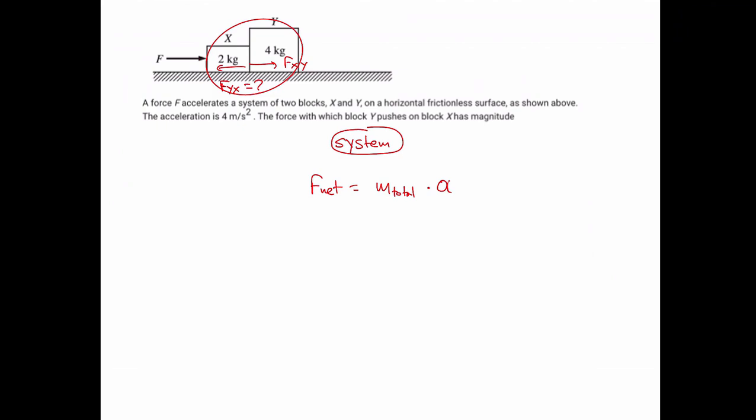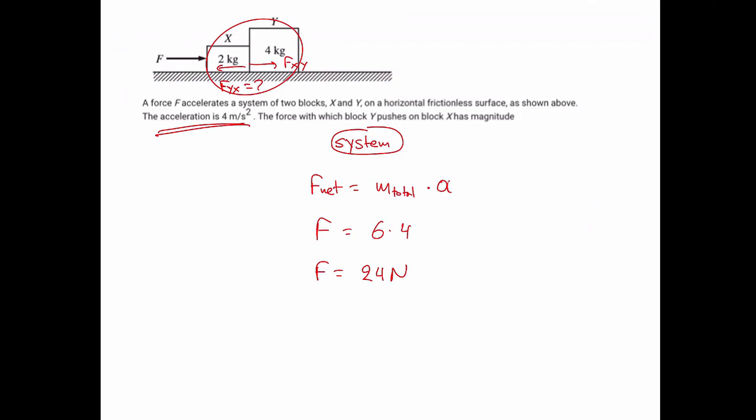Now, the F net is the sum of external forces. The only external force in this case is the force F. Actually, we don't need to do that because we know the acceleration, but if we had to find the value of this force, it is equal to the total mass, which is 6, multiplied by the acceleration, which is 4. So the unknown external force F is 24 Newton. I repeat, usually we do this in order to find the acceleration. In this case, the acceleration is given. I didn't see that. So now we need to find the force from Y to X.